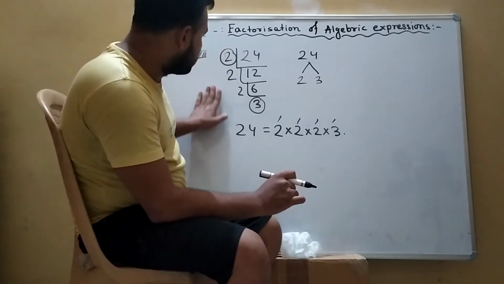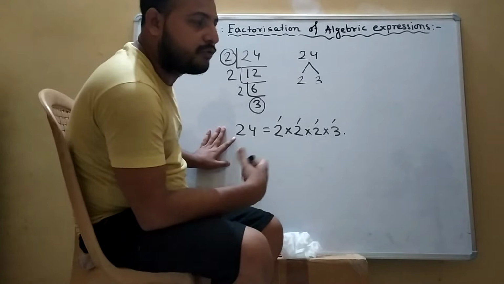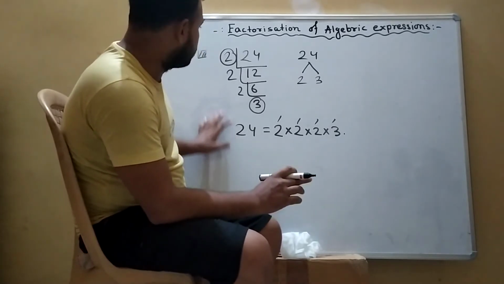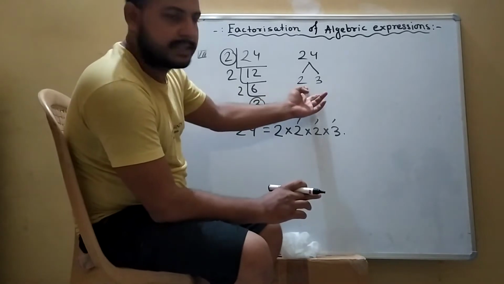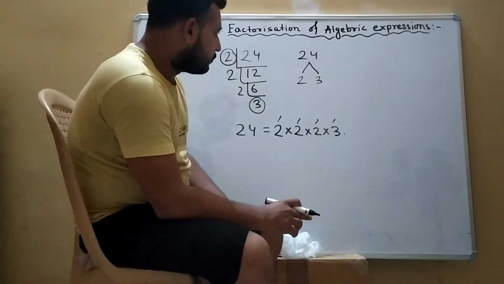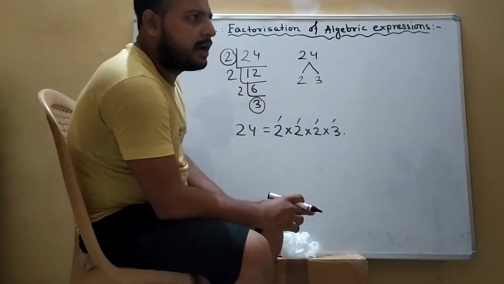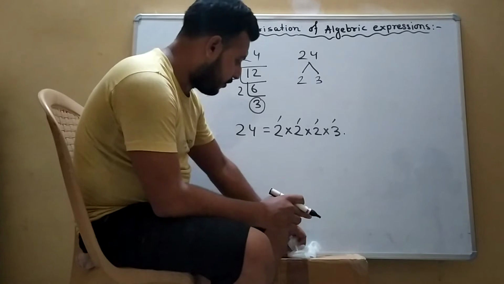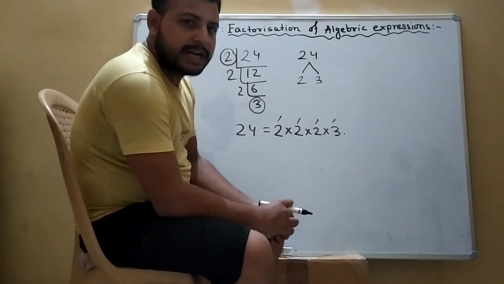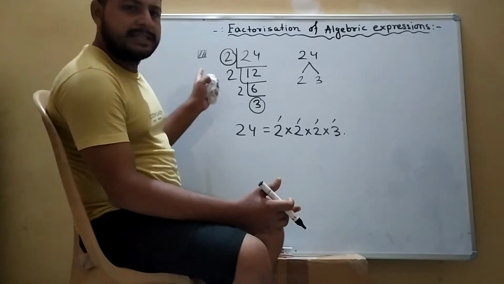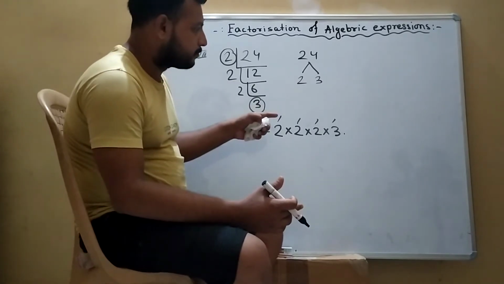This is how we find the factors of 24. This is the process, and here we can see the prime factors. This is called the prime factors of 24. So this thing we have seen, and this is about the factorization of numbers. Now we will try to understand algebraic expressions. Similarly, we will factorize the algebraic expressions.